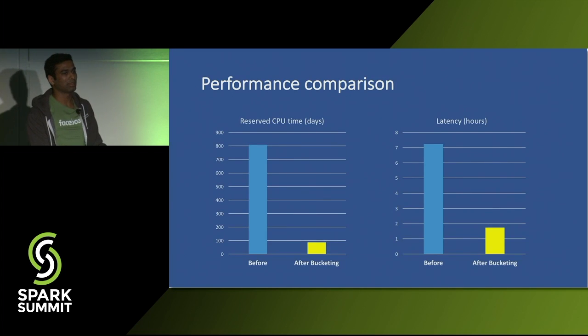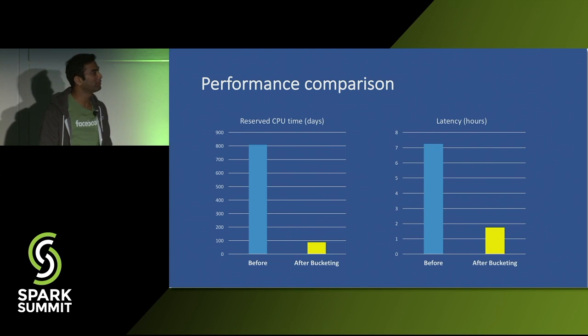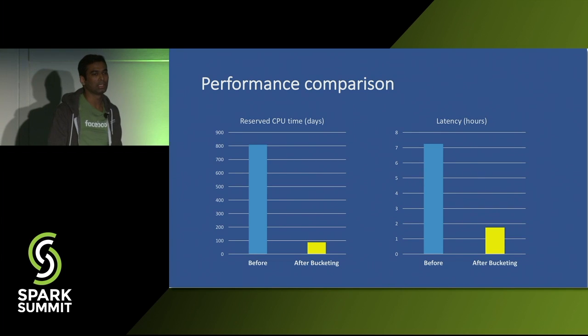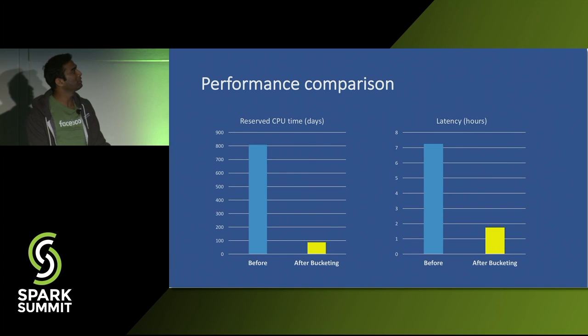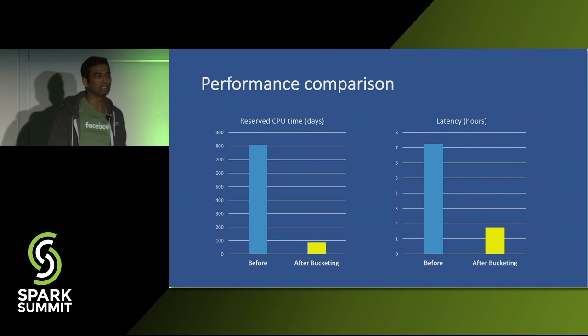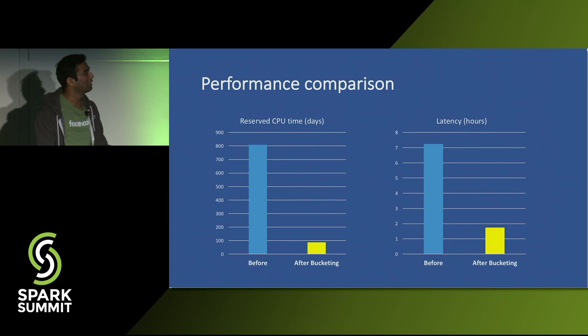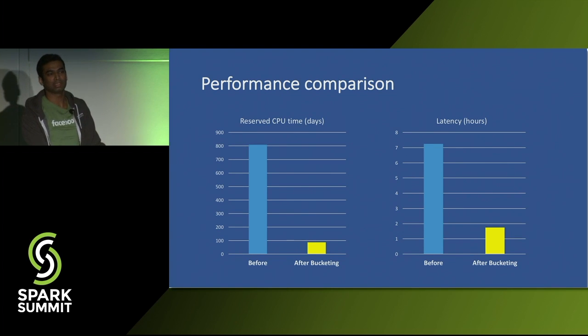So what are the savings that we are talking about? We did a benchmark for one of the production jobs with and without bucketing. The blue bar is without bucketing and the yellow one is with bucketing. As I mentioned earlier, we care about two metrics. One is the cost of running the query, which is represented by the reserved CPU time on the left-hand side. On the right-hand side, I have the latency of running the query. You can see that on both axes, bucketing makes a big difference, and the cost of running the query is also lower. Whenever our users see this, they are really happy.